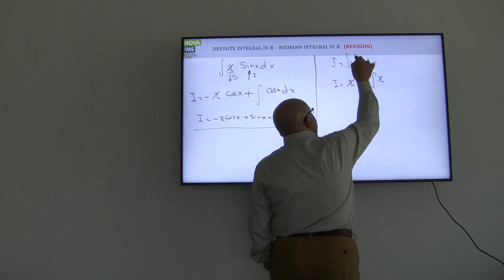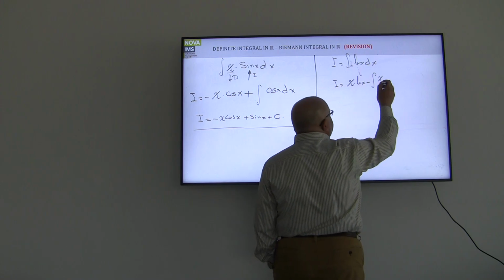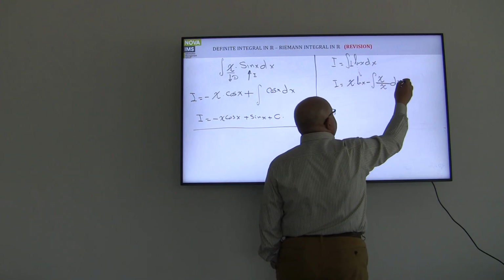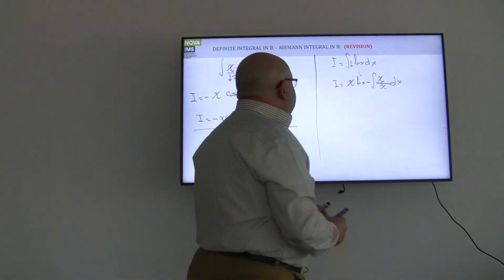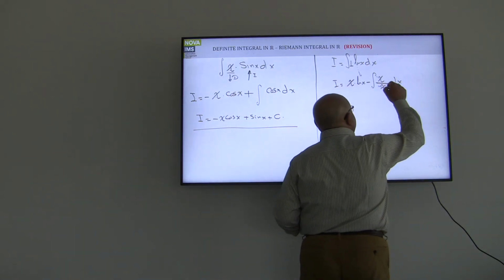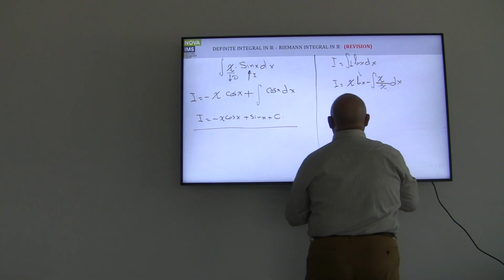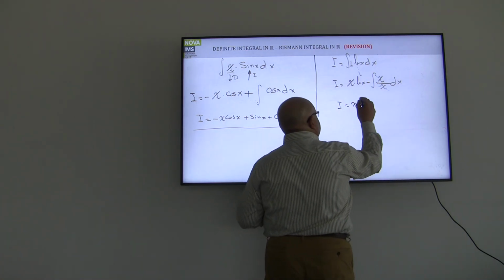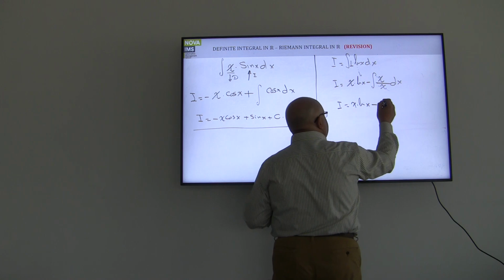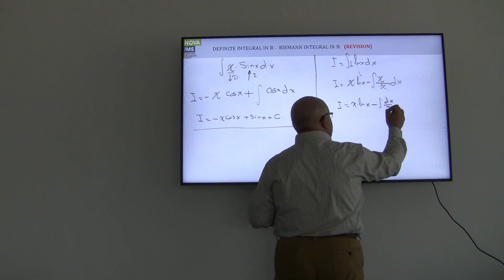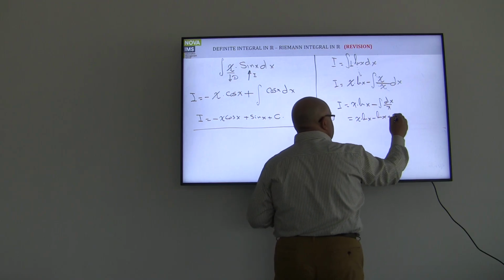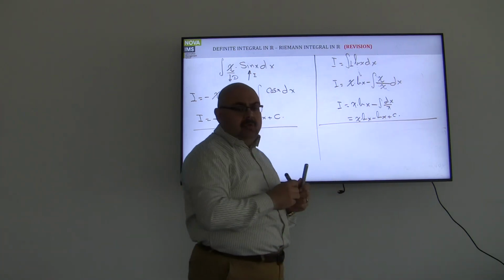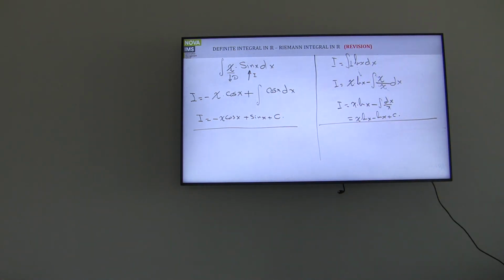x will go down, then I will differentiate ln x. Differentiating ln x will leave you with 1 over x. Then I will simplify this integrand by eliminating these functions both together, and so I will have I equal to x times ln of x minus the integration of dx, which is going to be x times ln of x minus x plus the constant of integration, as you can see. This is also one of the famous problems.